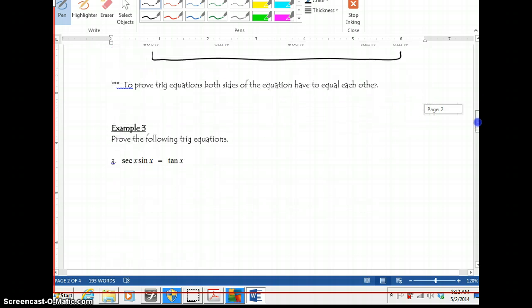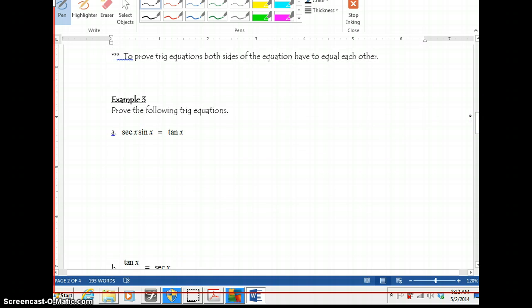Proving trig identities algebraically, both sides of the equal sign have to be the same. Now we're not solving here. We need to work on each side of the equal sign separately, so we're not going to be moving anything over. We're going to manipulate what we can on the left-hand side, manipulate what we can on the right-hand side, and show that the two sides will eventually equal each other.